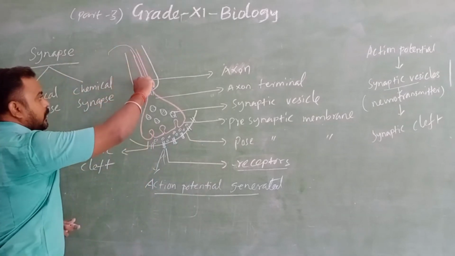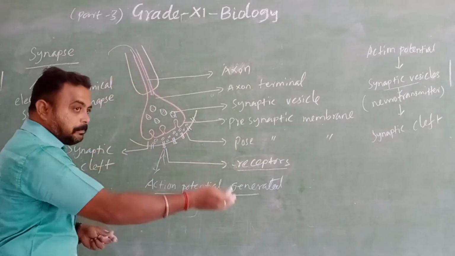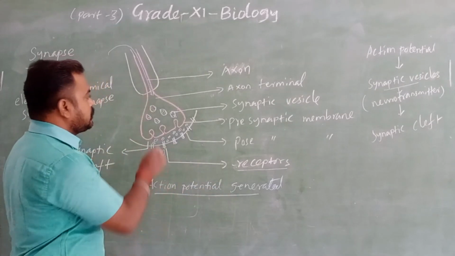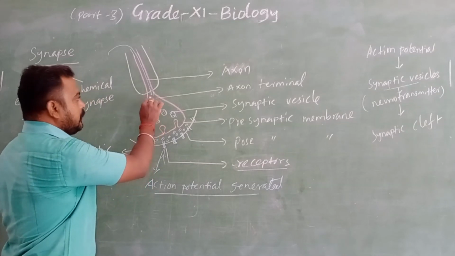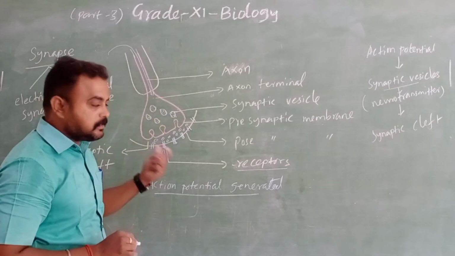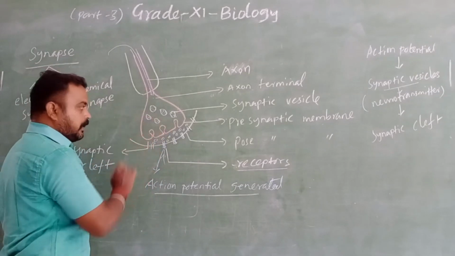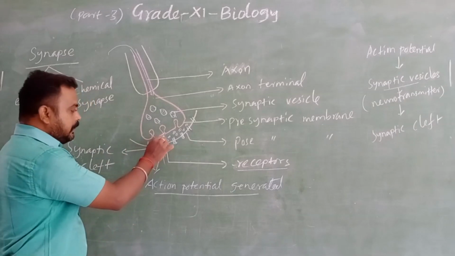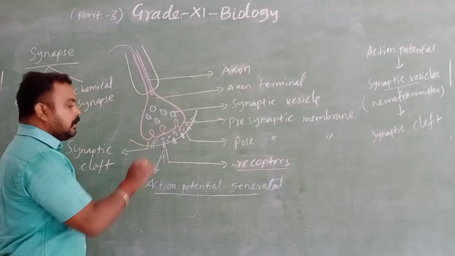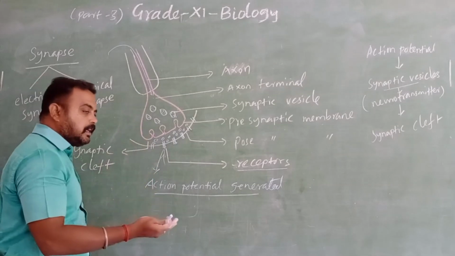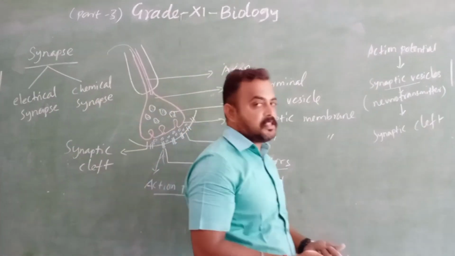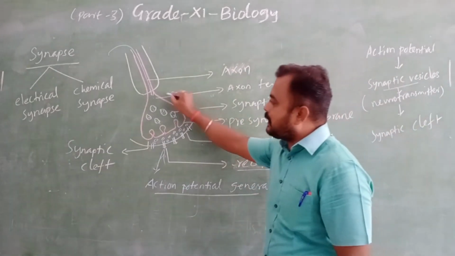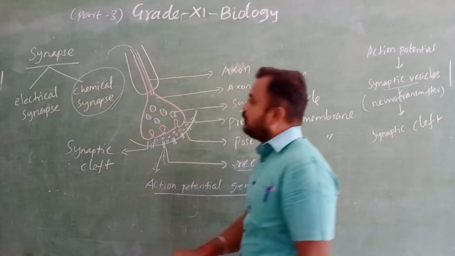Finally, it reaches that particular neuron's axon terminal. Then the synaptic vesicle is stimulated by the action potential. Then it produces neurotransmitter, which is released into the synaptic cleft. Then it is received by the receptors. Then again it stimulates the other neuron, and action potential is started. So continuously it is started. This is the chemical synapse.